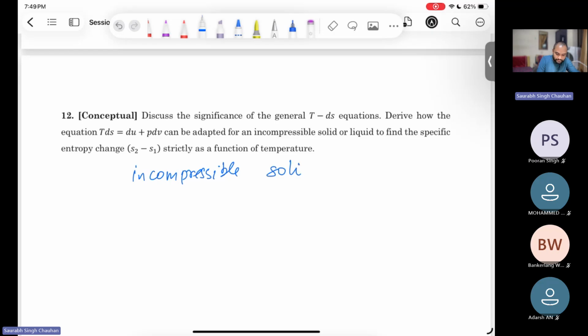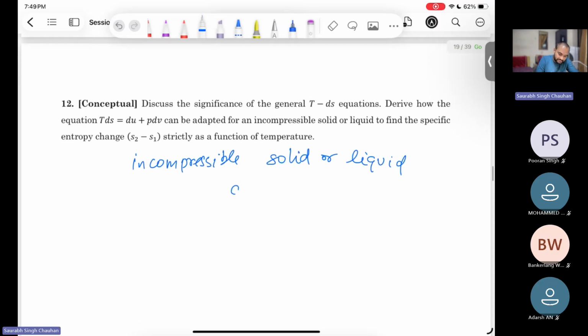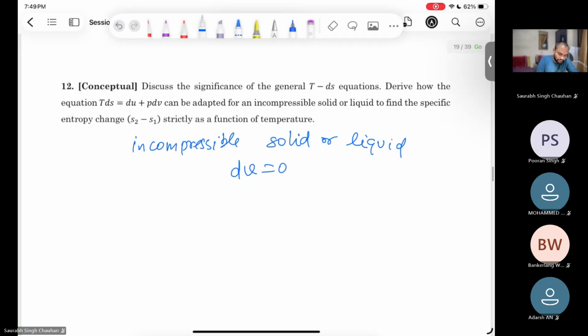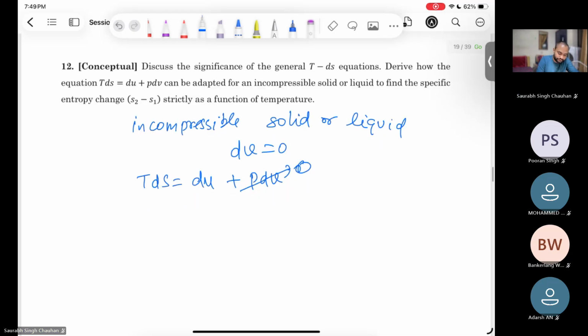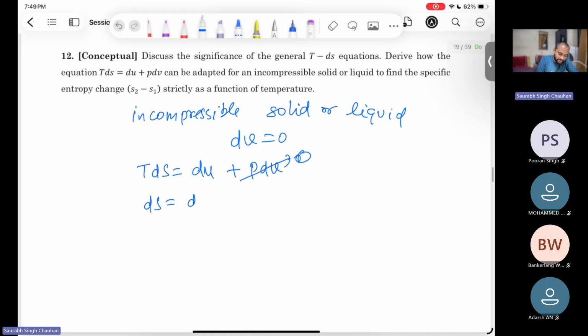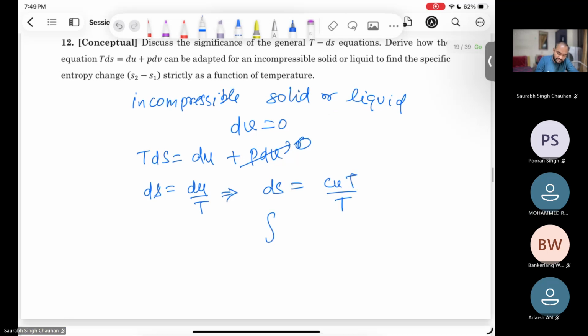So for incompressible solid or liquid, this dV will be 0. Okay, so the TdS will be left with dU, right? Because in PdV, this term will be 0. So dS is dU by T, right? Yes, sir. So dS you can write as CV dT by T, and you can calculate the change.